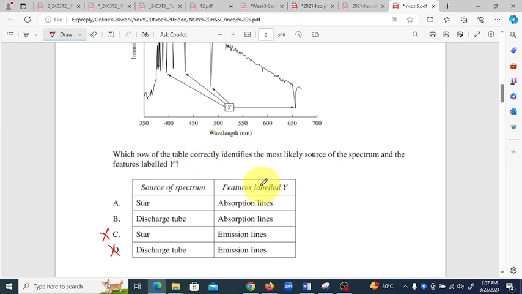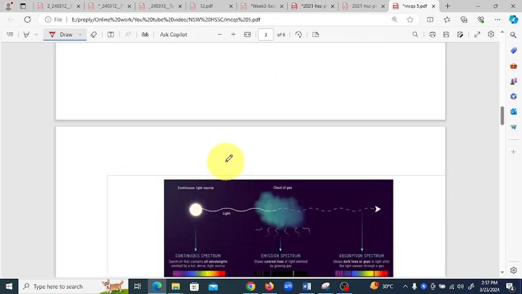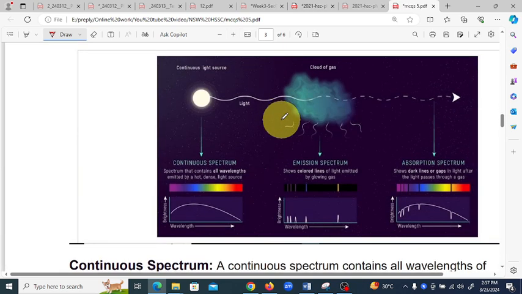Now we discuss in detail what is an absorption line and what is an emission line. For example, here we have a complete description. If we have a continuous light source, this source emits all the radiations in all the directions. If we draw the spectrum of this, it shows a continuous spectrum. A continuous spectrum shows all possible wavelengths, all the colors from red toward this end, and the blue and the other colors are on the left side.